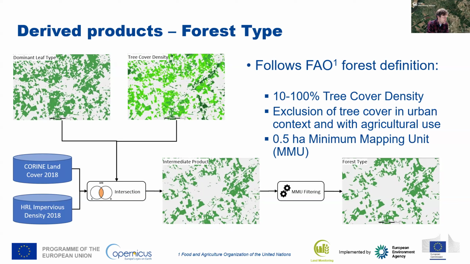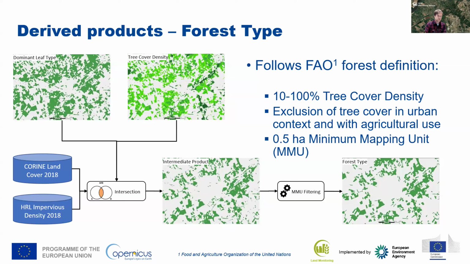In practice, this is done with an intersection of the primary status layers, dominant leaf type and tree cover density. This intersection is also done with the addition of Corine land cover data from 2018 and the HRL imperviousness density from 2018 to exclude the trees in urban context and under agricultural use. This intermediate product then still has some smaller patches, smaller than the required MMU. In the last step, MMU filtering is done to remove these smaller tree-covered patches.